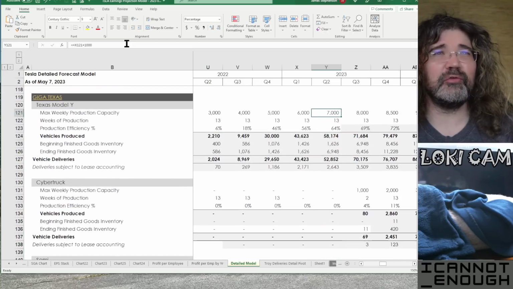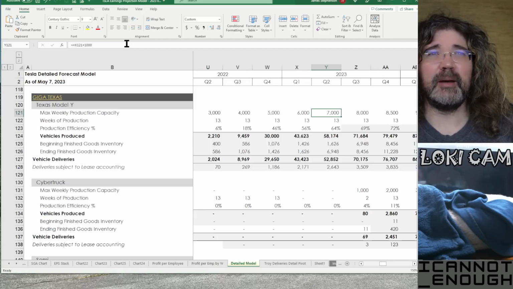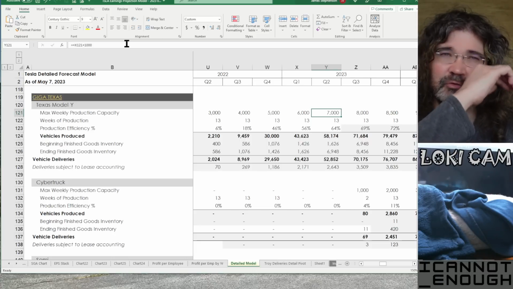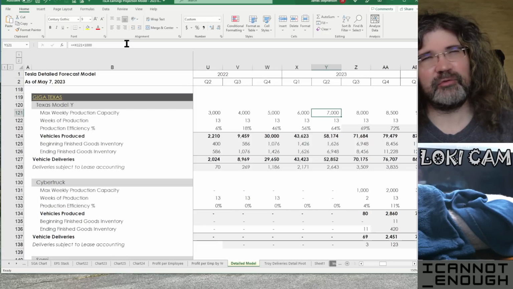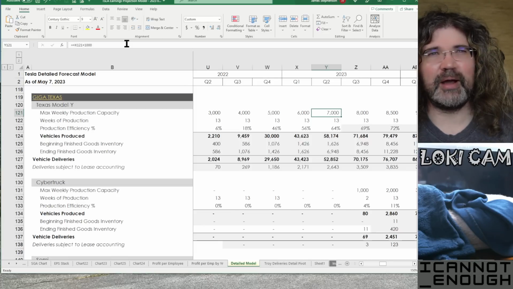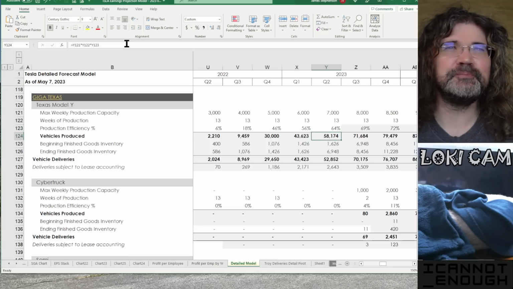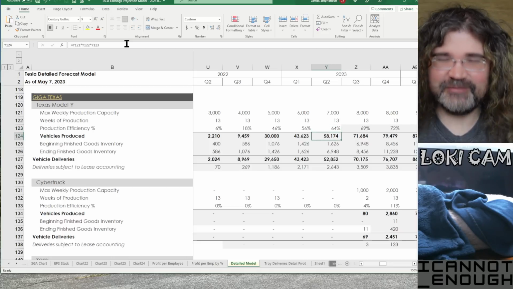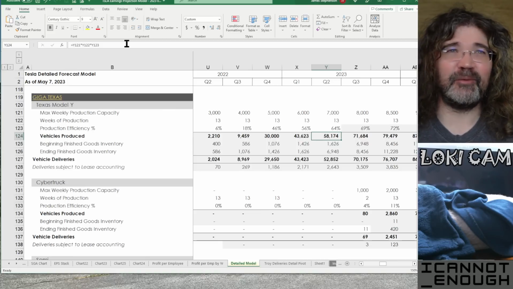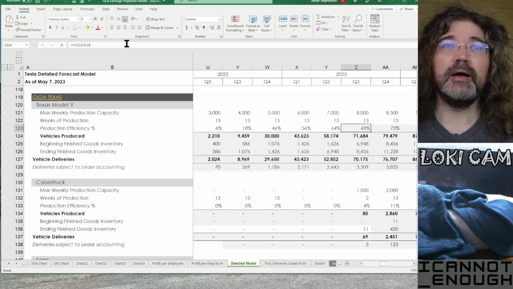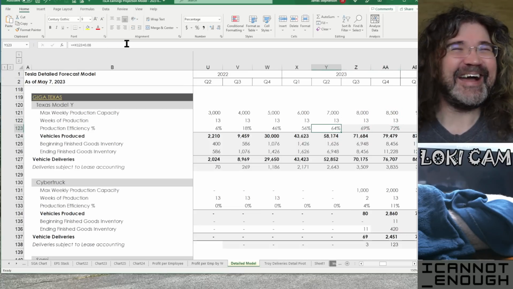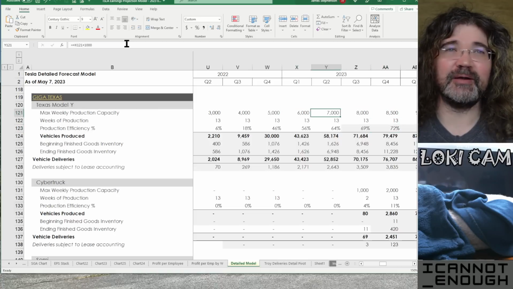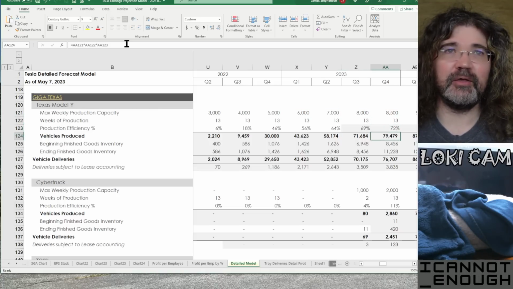Very similar story coming out of Giga Texas, with Model Y ramping up to a max theoretical weekly production capacity of 7,000 per week. I don't think we've seen 6,000 per week out of Texas Model Ys yet. Correct me if I'm wrong in the comments below. Unless it happens between the day I record, May 21st, and whatever day you're watching this video. I only make one video public per day. So yeah, production efficiency, same story, is increasing at the same time the theoretical maximum production per week is increasing.